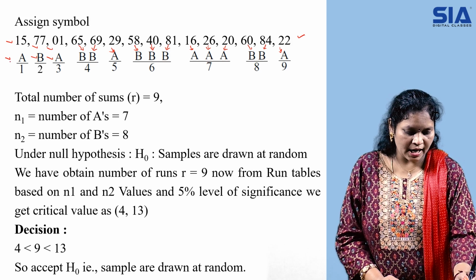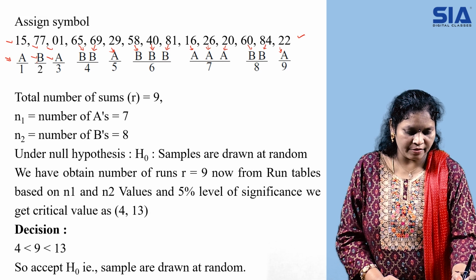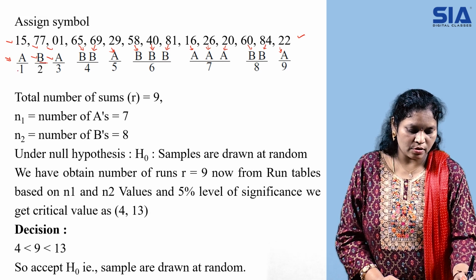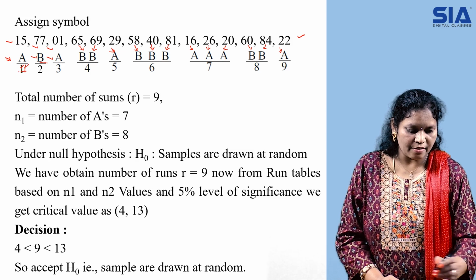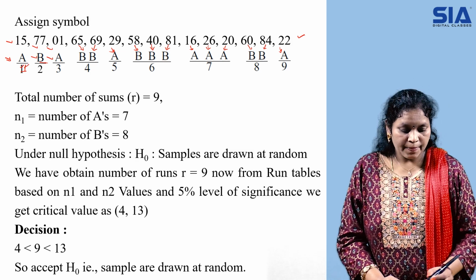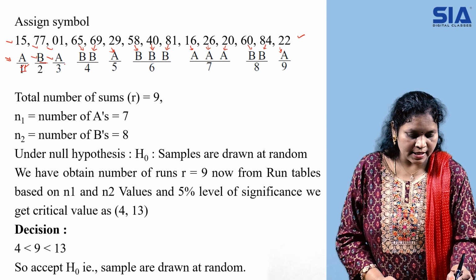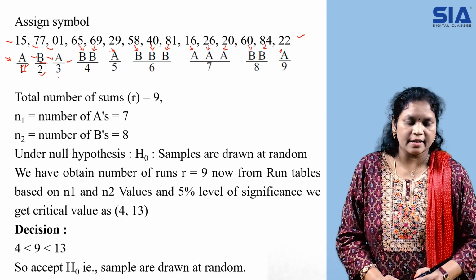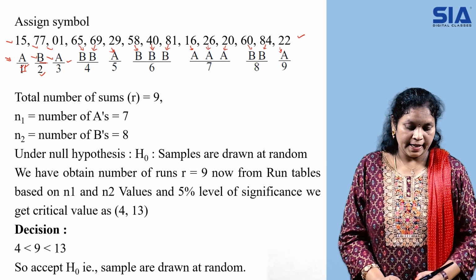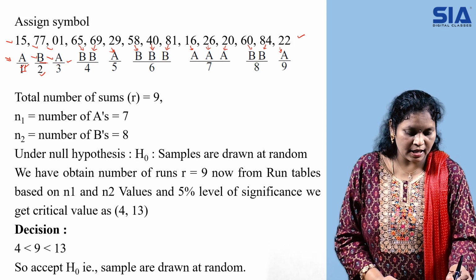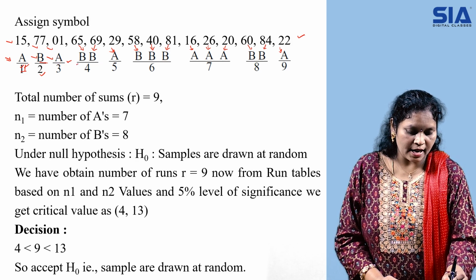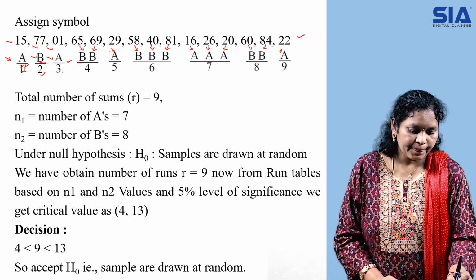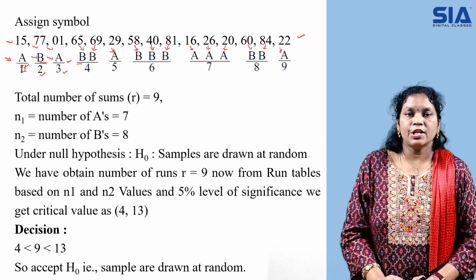First A I have got, and after A I don't have a continuation A. So that itself becomes the first run, which I have assigned as 1 here. Next B, it doesn't have a continuation B here, so that also is a single run, the second run. Next A I have got, again we don't have a continuation A here, so assign the third run. In that way you need to assign.